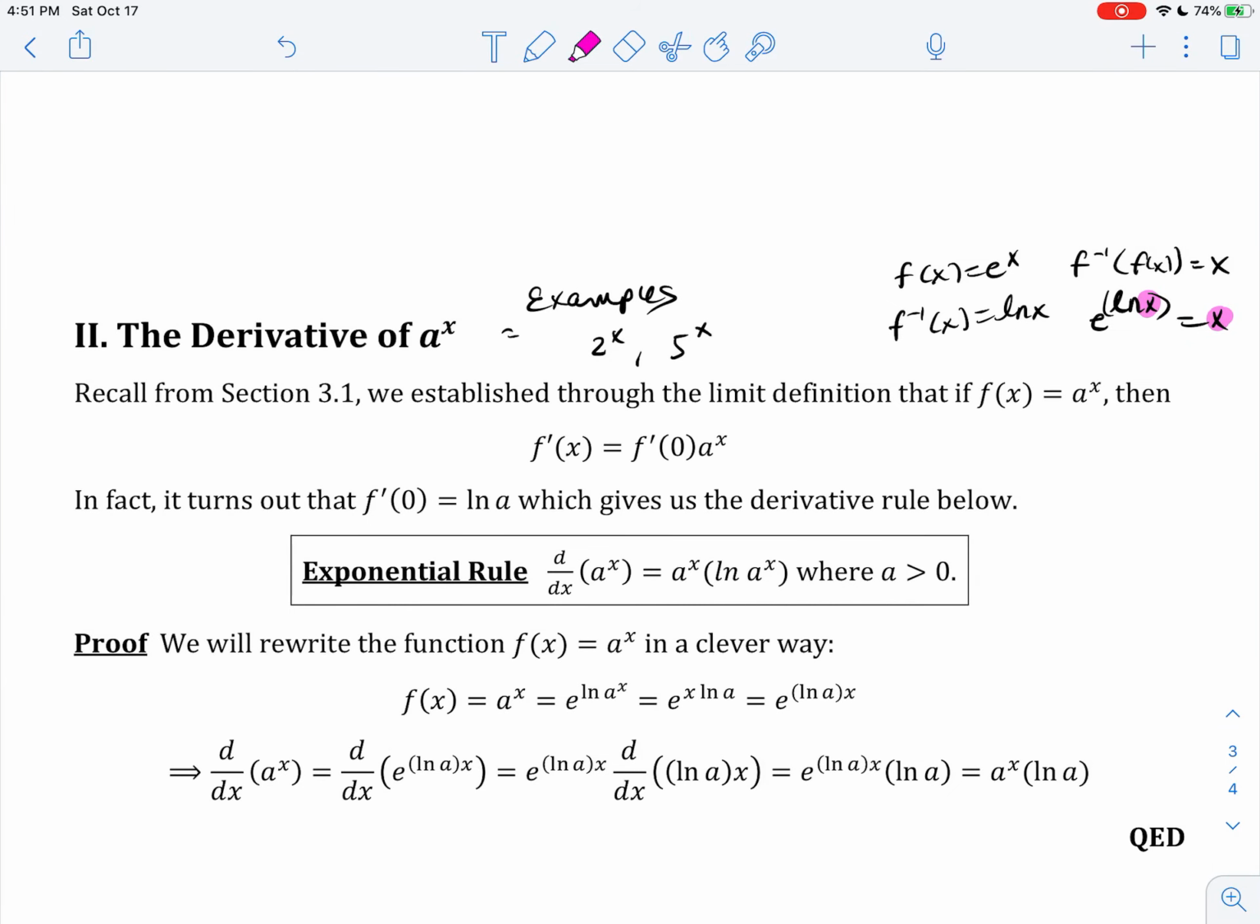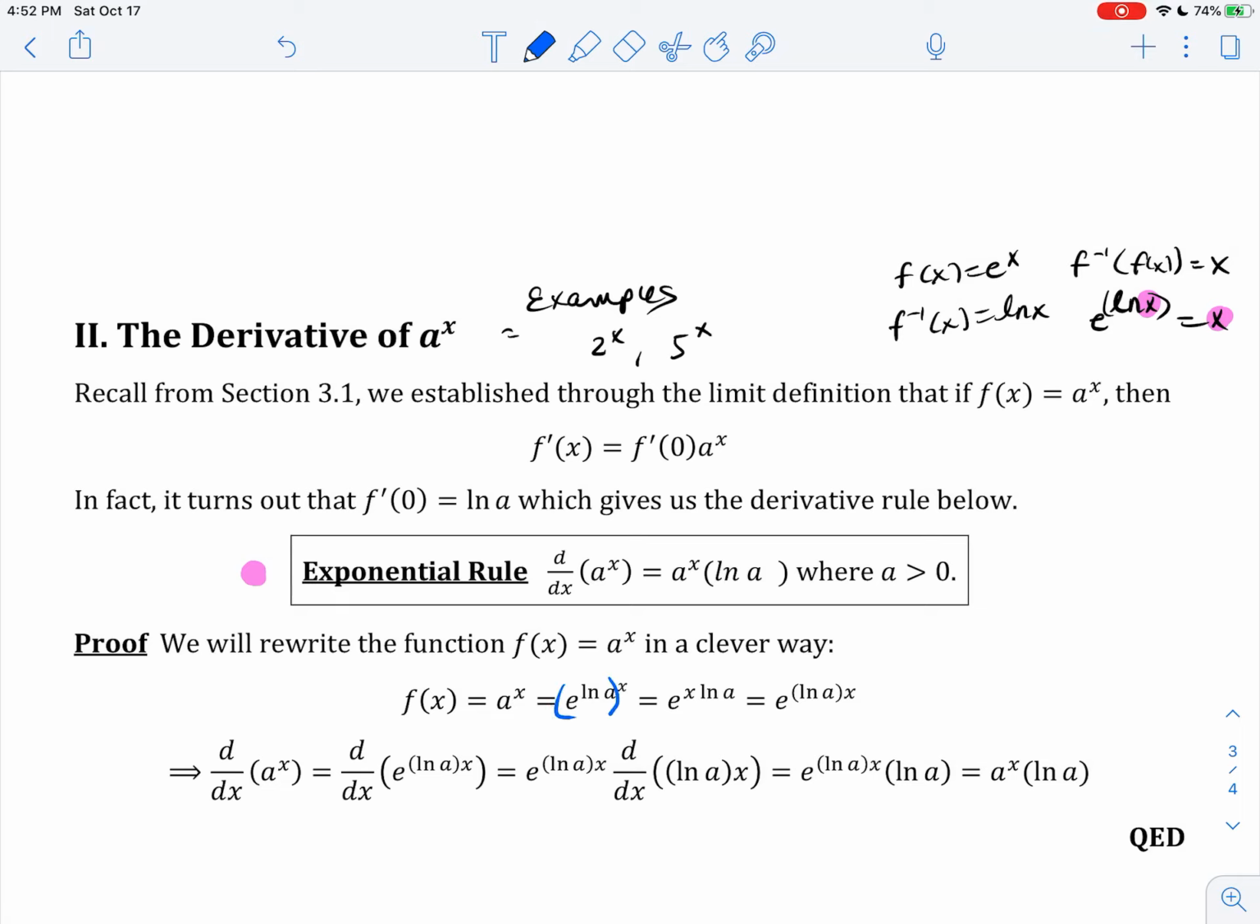So we can show here that the derivative of the exponential function is going to be a to the x times the ln of a. And this actually should not be here. This is not right. There you go. Where a is bigger than 0. And so the proof is we can write a to the x as e to the ln of a, right?